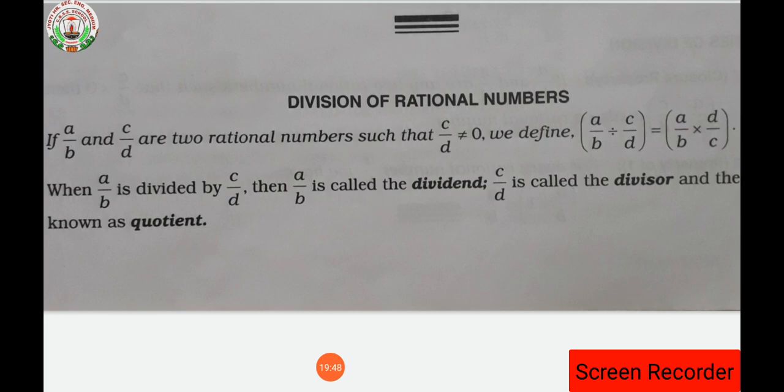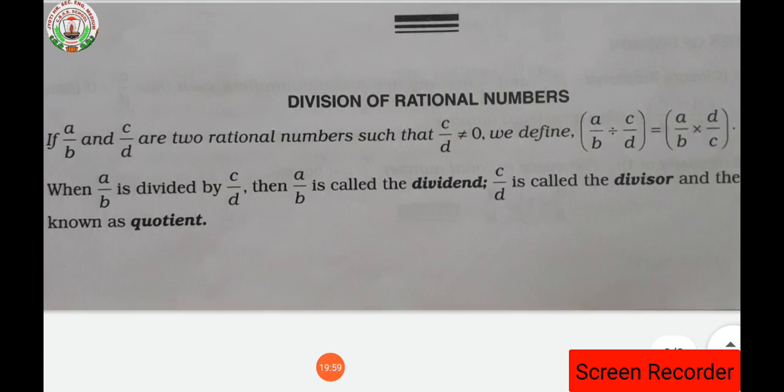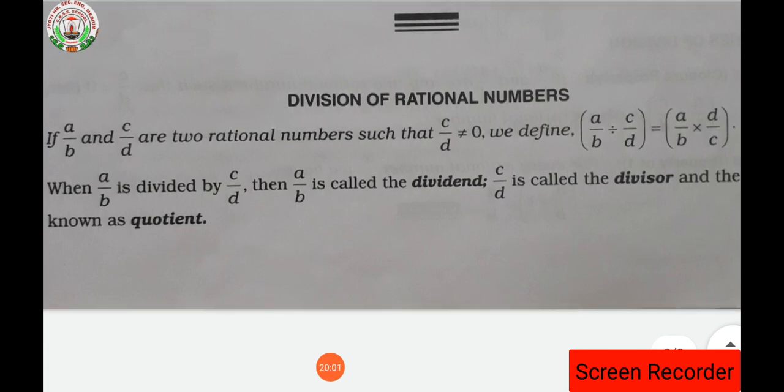Clear everyone? So here our properties, definitions, everything is finished. Hope you people are writing the notes from this video. Keep writing the notes so that you won't get burdened at the last. So try to write the definitions, then start solving the exercise questions.